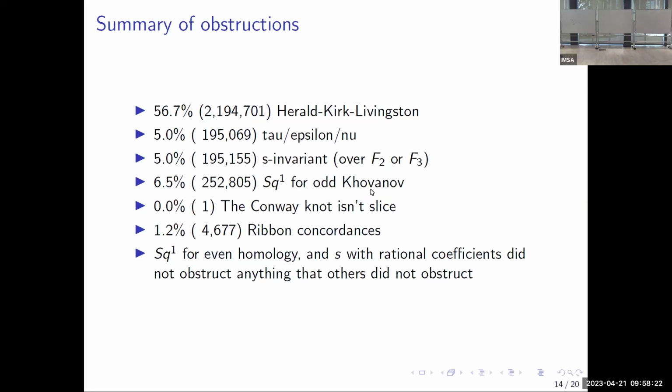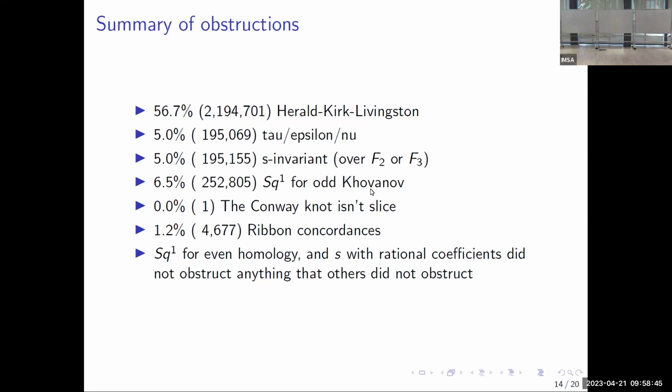So this 1.2% that we labeled as ribbon concordances: if something is ribbon concordant to something which is not slice, then that original thing also has to be not slice. So this includes the entire component of the Conway knot, which was only able to be obstructed by ribbon concordance.